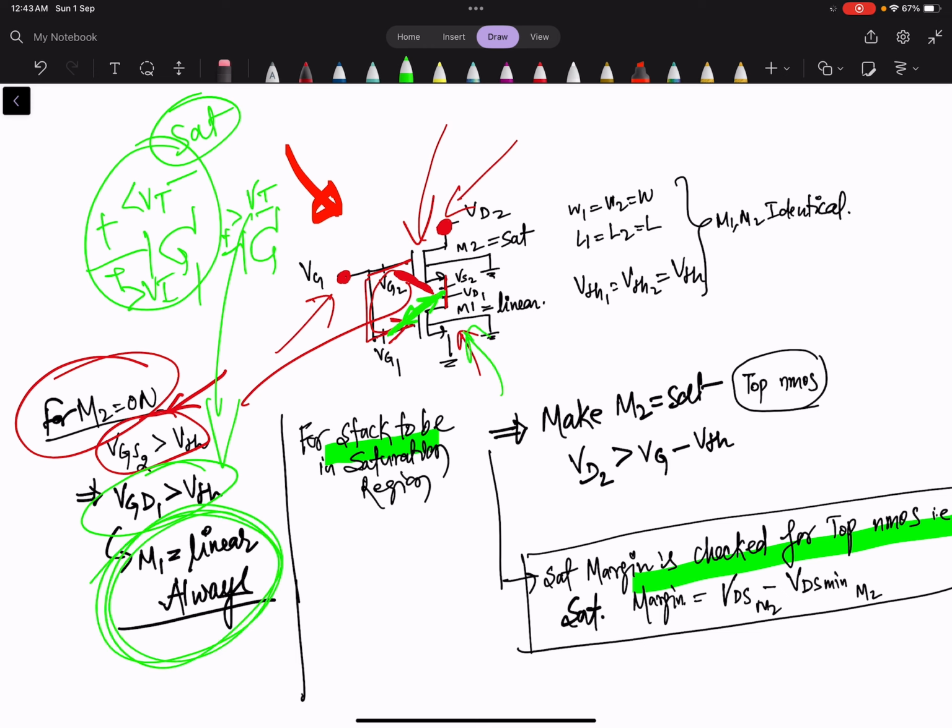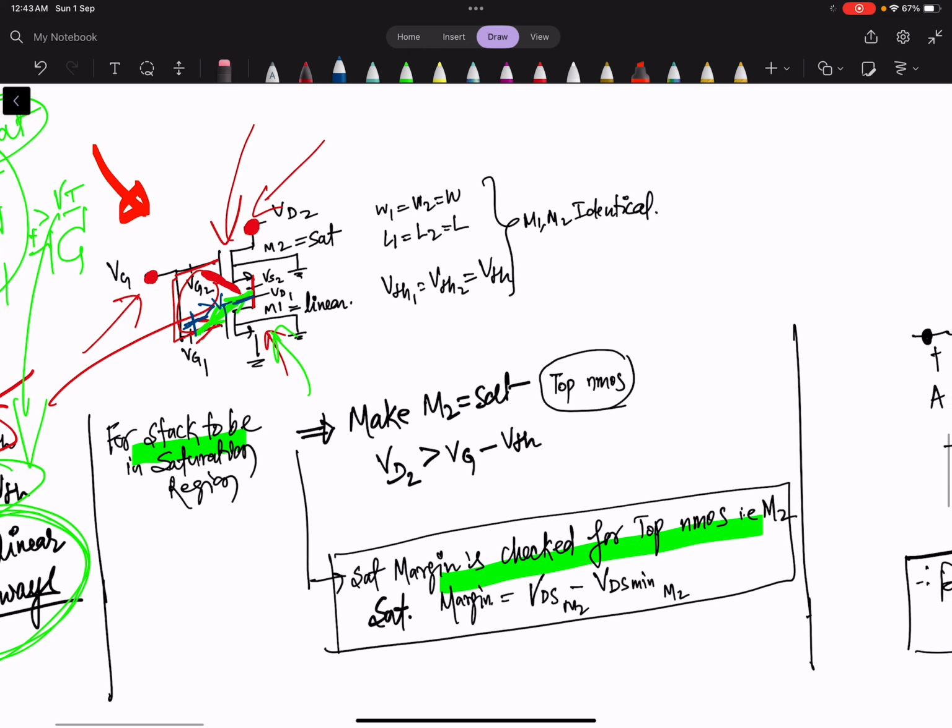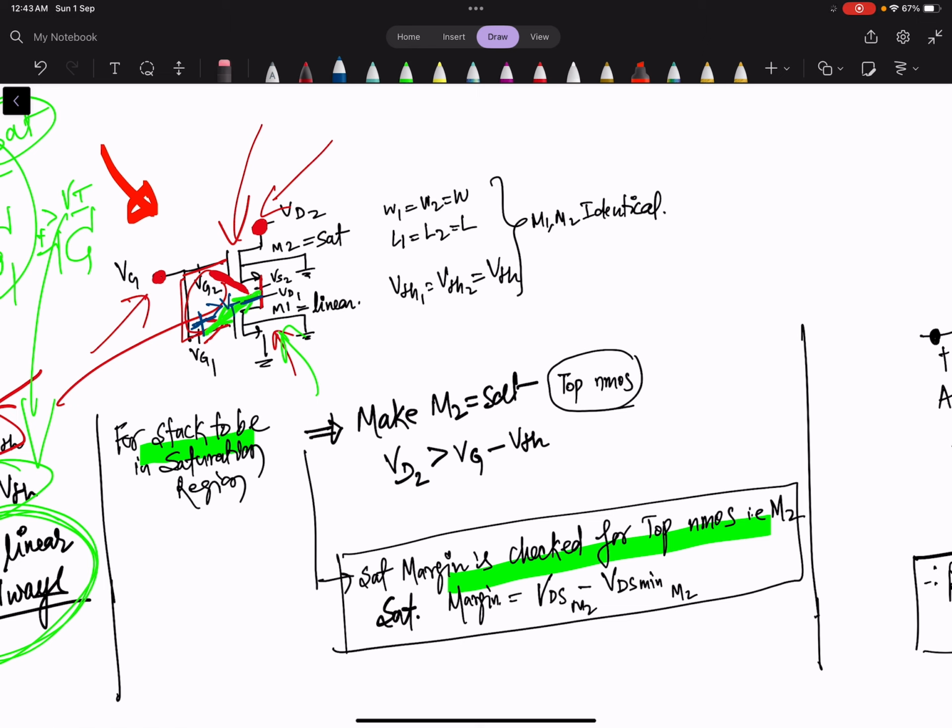Okay, so this is visualizing with respect to the voltage, not with respect to the MOS structure, but that is easier to visualize. Why? Because this voltage VGD is greater than VT, and for saturation this should be less than VT. Now the second thing is, M1 is linear. For this whole device to be in saturation, the only way is to make M2 be in the saturation region.